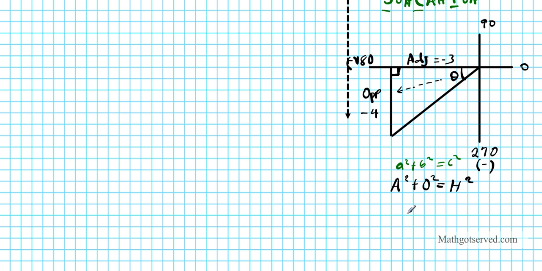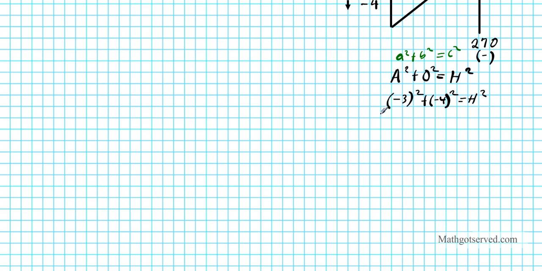So let's find out what H is. A is negative 3, so we have negative 3 squared, plus O, negative 4 squared, equals H squared. Let's go ahead and square them. We have 9 plus 16 equals H squared. H squared equals 25. Take the square root of both sides. H is going to be 5. So the hypotenuse in this case is 5.